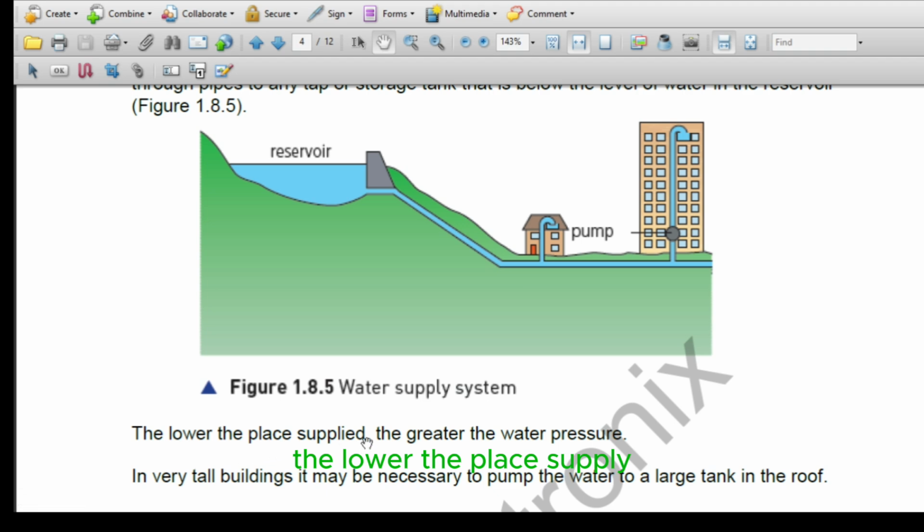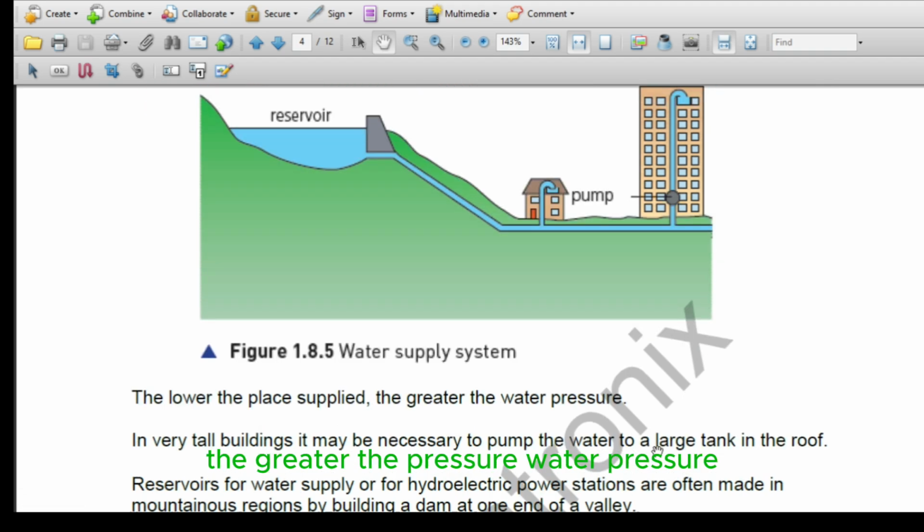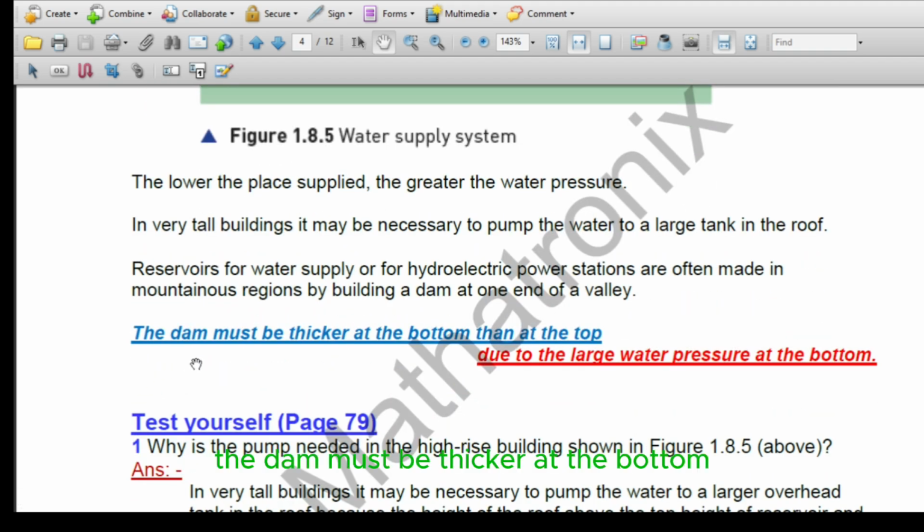The lower the place supplied, the greater the water pressure. The dam must be thicker at the bottom than at the top due to the water pressure at the bottom. Pressure head: the dam bottom should be thicker because the water head exerts the maximum pressure at the bottom. So the bottom of the reservoir should be thicker.